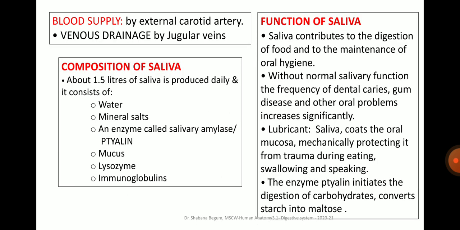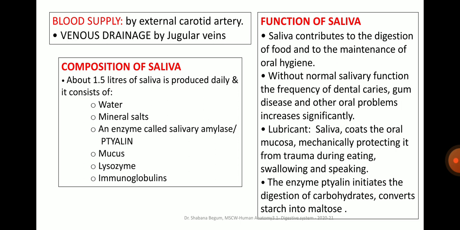Now let us learn about the composition of saliva. I just said that about 1.5 liters of saliva is produced daily, and it consists of mostly water, mineral salts, an enzyme called salivary amylase, that is called ptyalin, mucus, lysozyme, and even immunoglobulins. Fine. So the blood supply to the salivary gland is by means of the external carotid artery, while the venous drainage is by jugular veins.